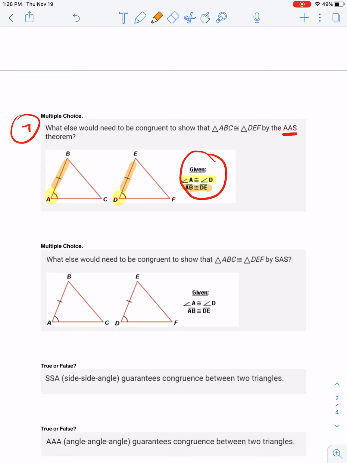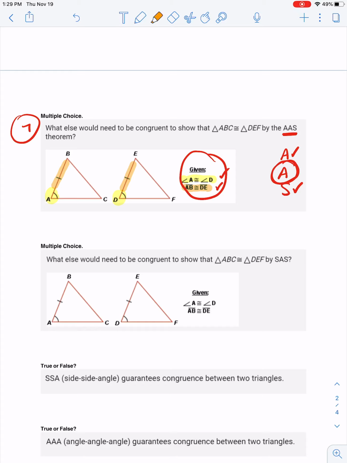Now we want to do angle side. So I have an angle. Whoops, I put AAA. I did not mean to do that, sorry. Angle side. Okay, so I have an angle pair. I have a pair of sides. I need the other angle, so I'm missing another angle. And again, the order does matter.